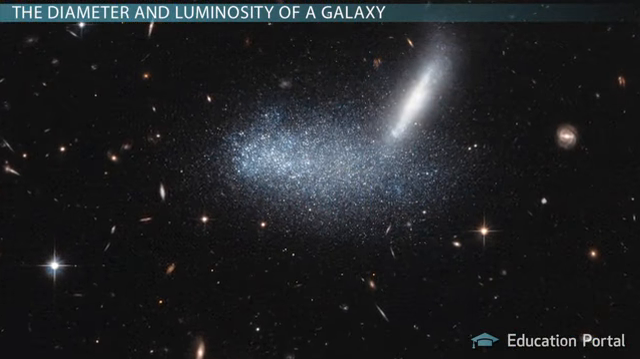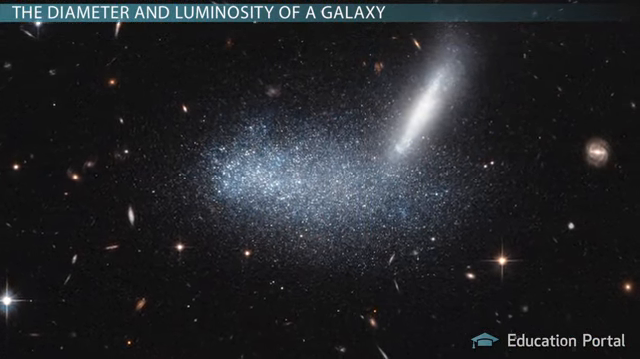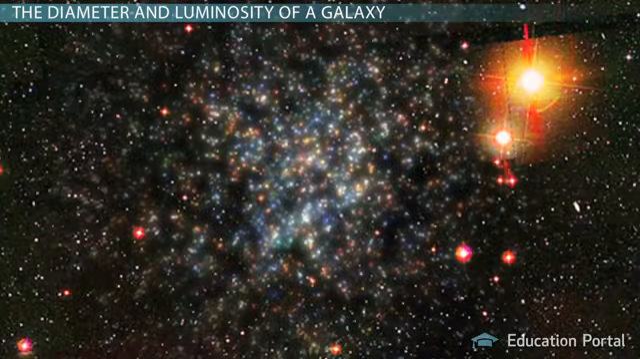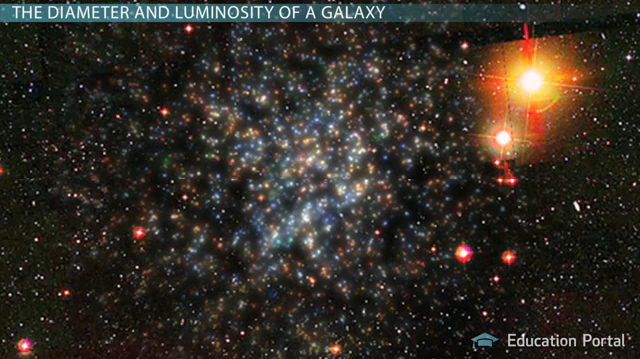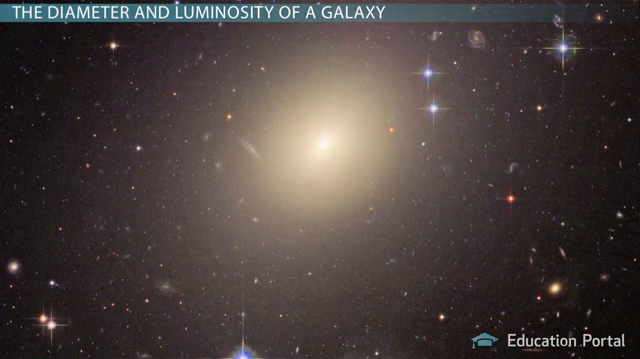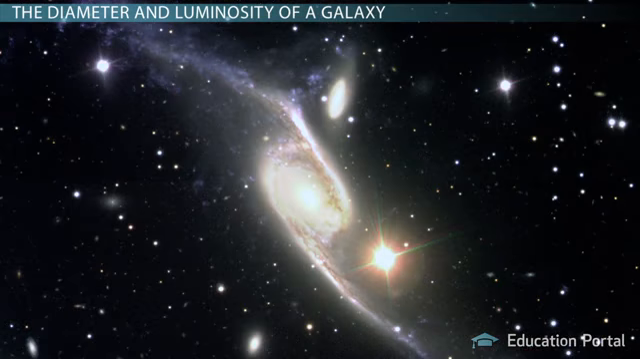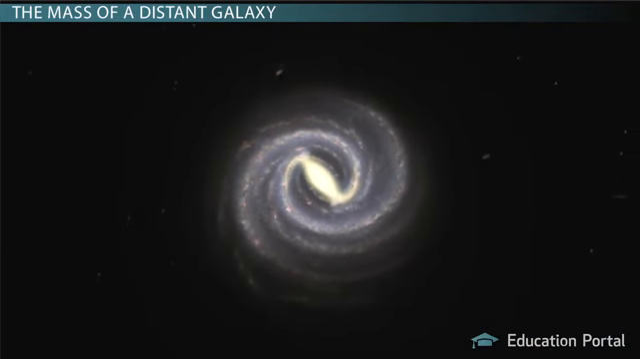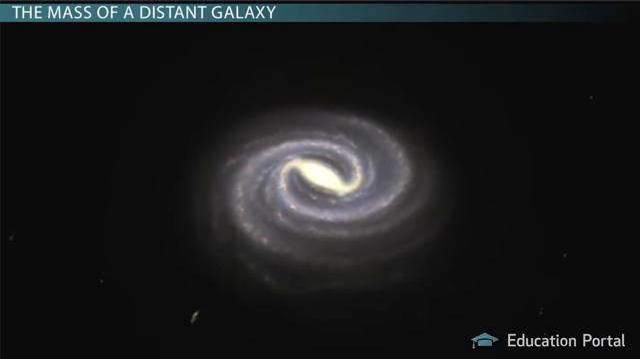Irregular galaxies are usually small, only 1% to 25% the size of the Milky Way galaxy, and they have low luminosity. But there are galaxies larger than our own. There are elliptical galaxies 5 times the size of our galaxy, and spiral galaxies over 4 times larger and 10 times more luminous. The mass of a galaxy is tricky to determine, just like the distance to one.